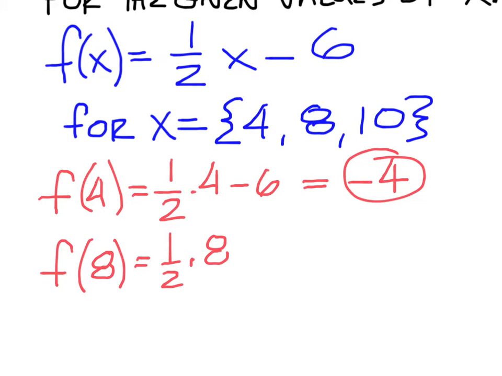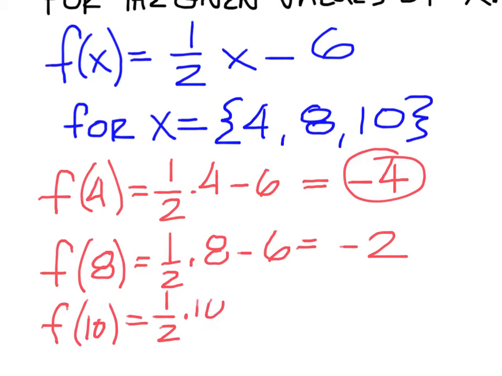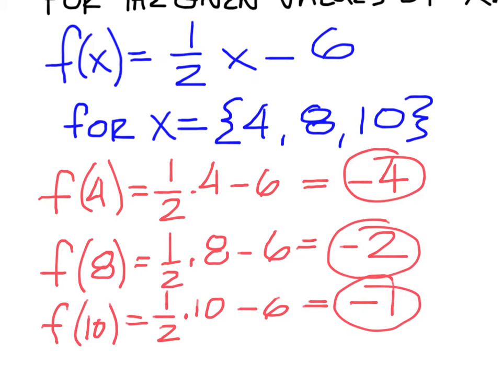1/2 times 8 minus 6. Half of 8 is 4, minus 6 is -2. And then for f of 10, that's going to be 1/2 times 10 minus 6. Half of 10 is 5. 5 minus 6 is a -1. If you came out with -4, -2, and -1 for your result, then come on up.